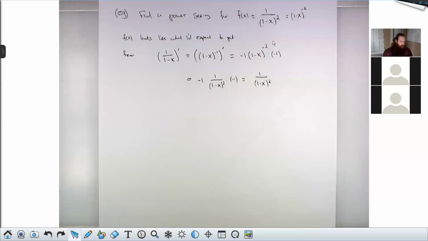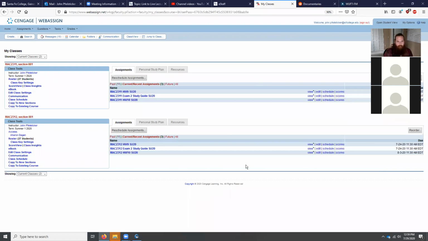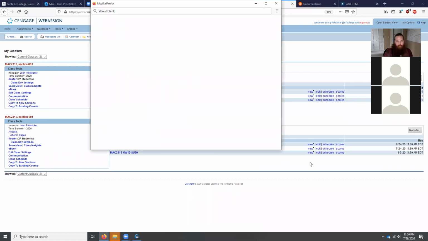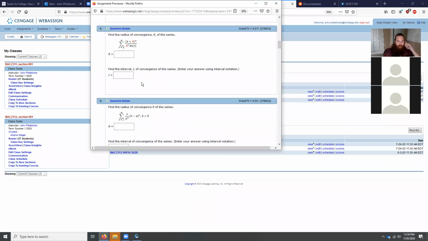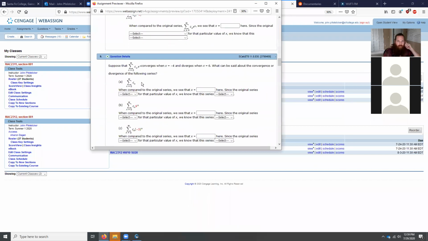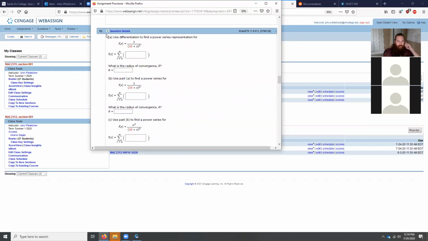The problem like this in your homework that I'm thinking of, that I expect will take you the longest, is number 12.